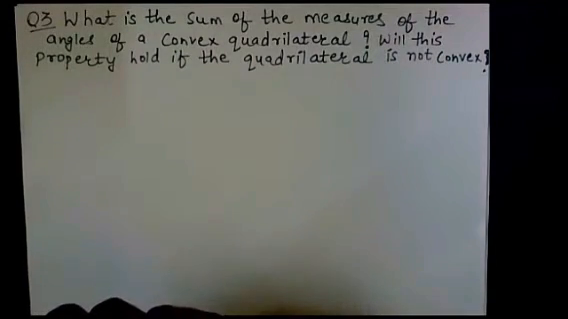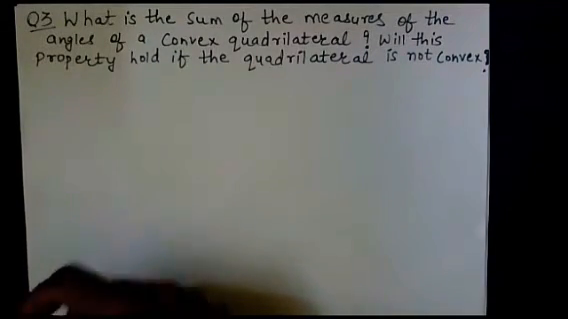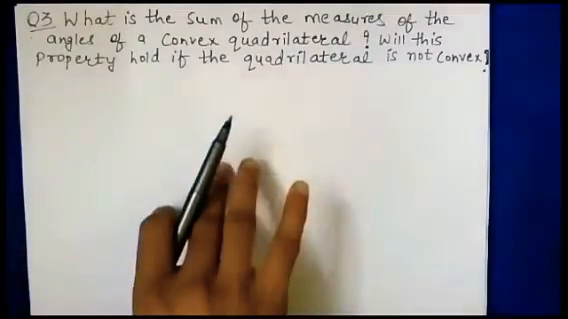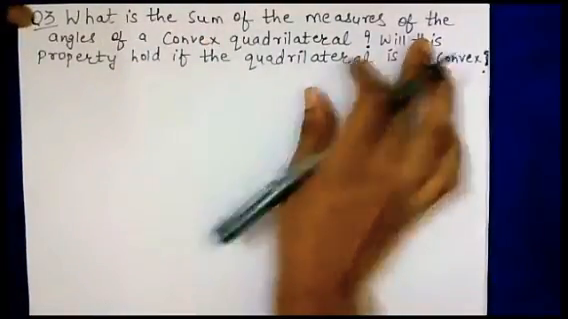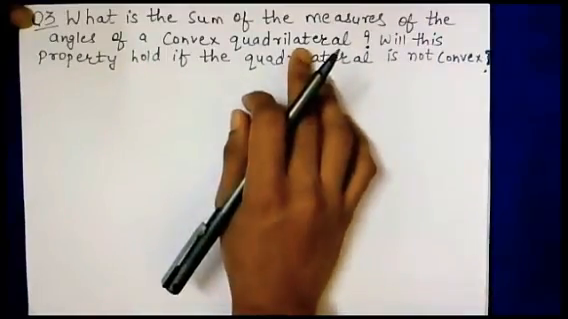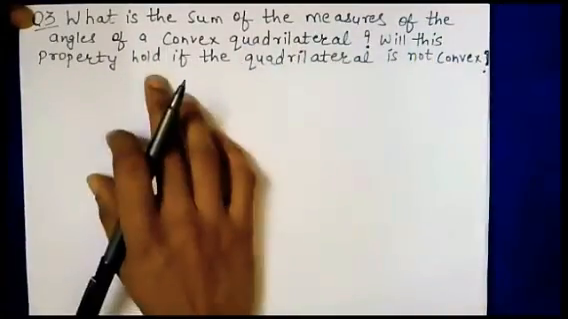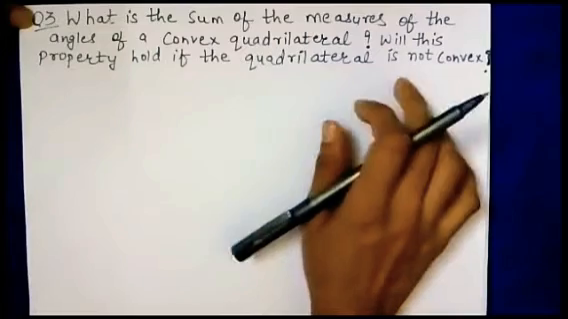Hello students, now we will see question number 3 of exercise 3.1. Let us first read the question. What is the sum of the measures of the angles of a convex quadrilateral? Will this property hold if the quadrilateral is not convex?